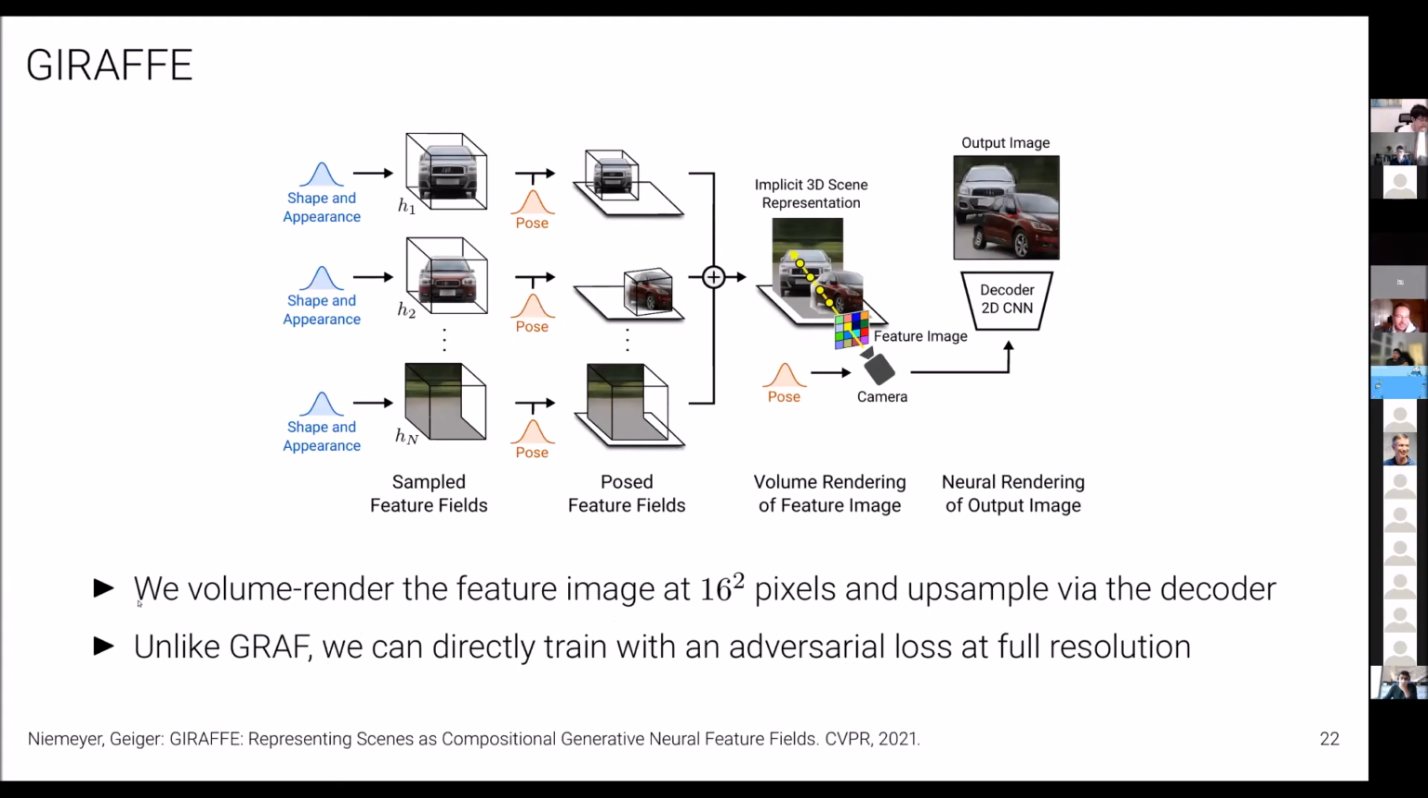Just to highlight again, the key here is that we volume render the feature image at a smaller resolution and then upsample via the decoder to make this tractable and fast. Unlike GRAF, we can then directly train with an adversarial loss at full resolution. So we don't need a patch-based discriminator anymore, but we can directly train with the full resolution images.